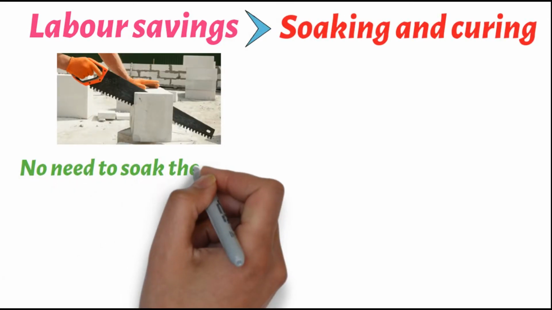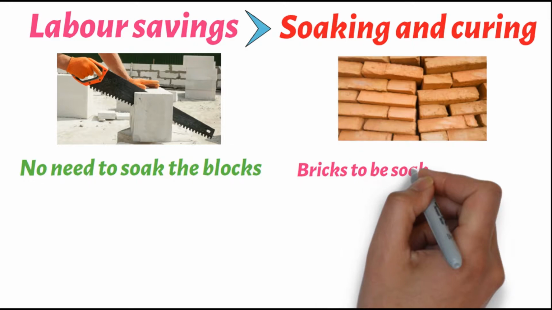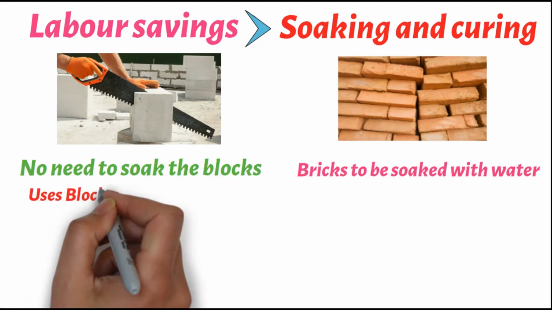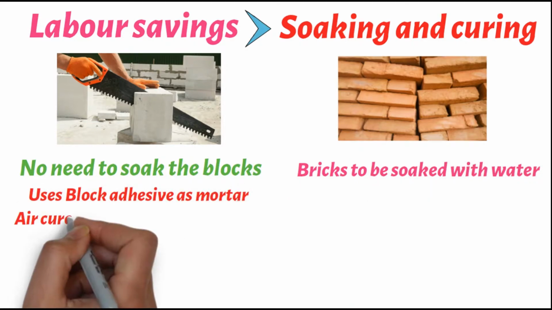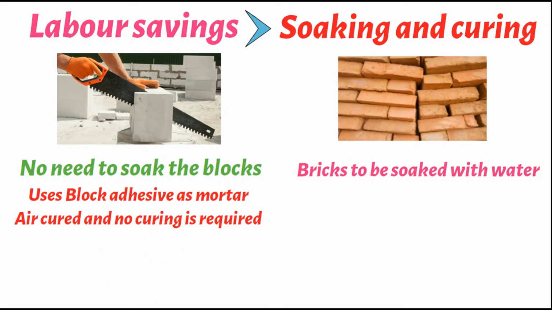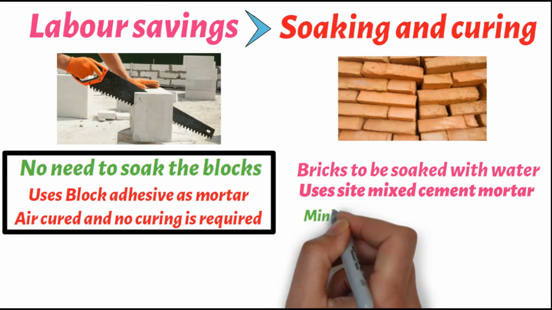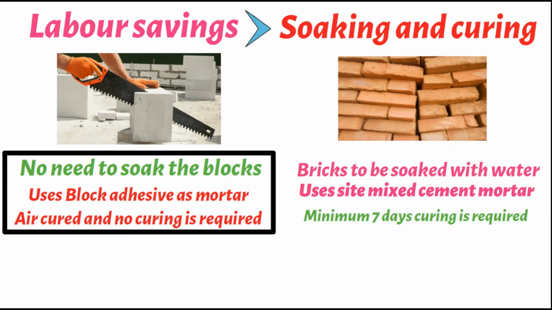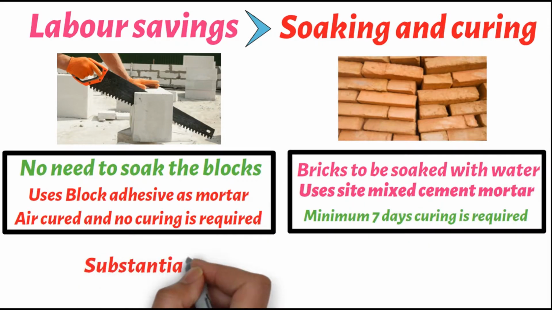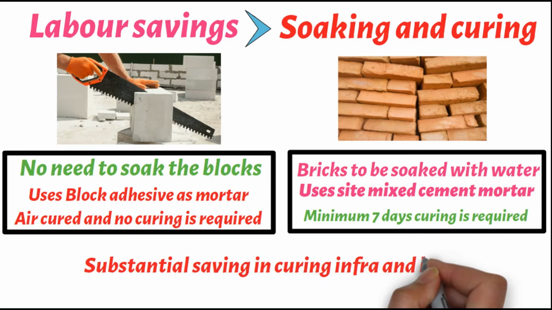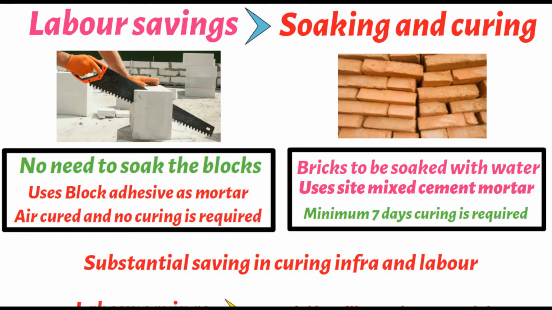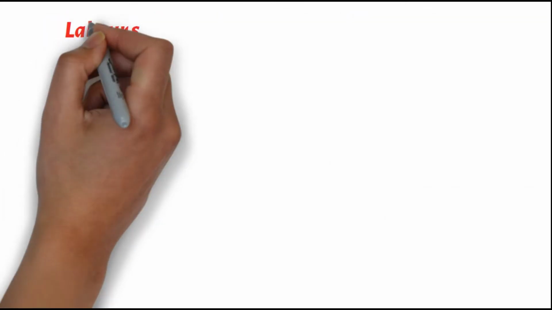Next is labor savings in terms of soaking and curing. For AAC blocks, there is no need to soak the blocks. Bricks have to be soaked with water before use. AAC blocks use block adhesive as mortar joints, which is air cured and no curing is required, whereas bricks use site mixed cement mortar and a minimum of 7 days curing is required. There is substantial saving in curing infrastructure and labor in the case of AAC blocks.